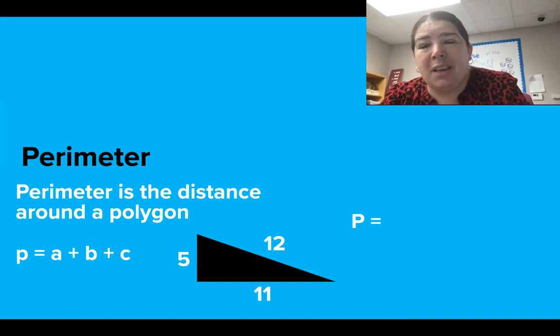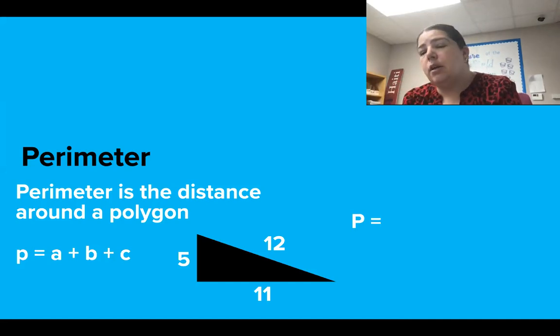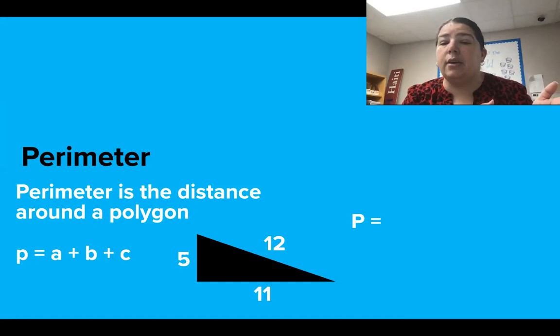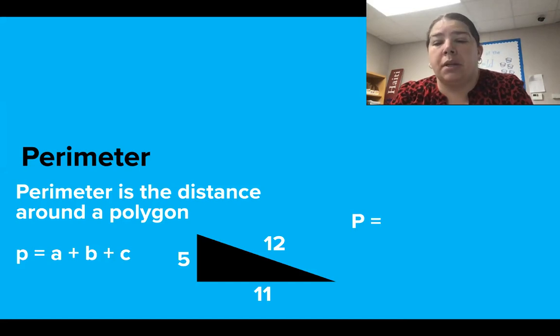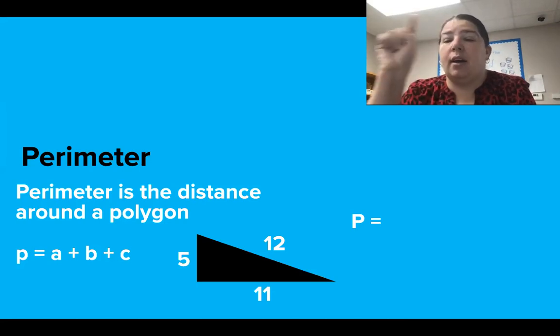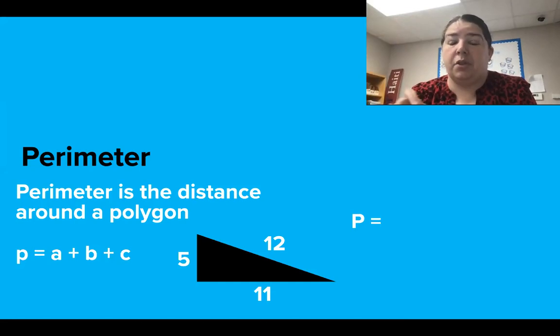You're not going to do the same thing if you're making eggs than if you're making steak. You're going to use a different recipe. So each polygon to find the perimeter has its own formula. And the formula for a triangle is this: P equals A plus B plus C. You just add up the sides of the triangle.